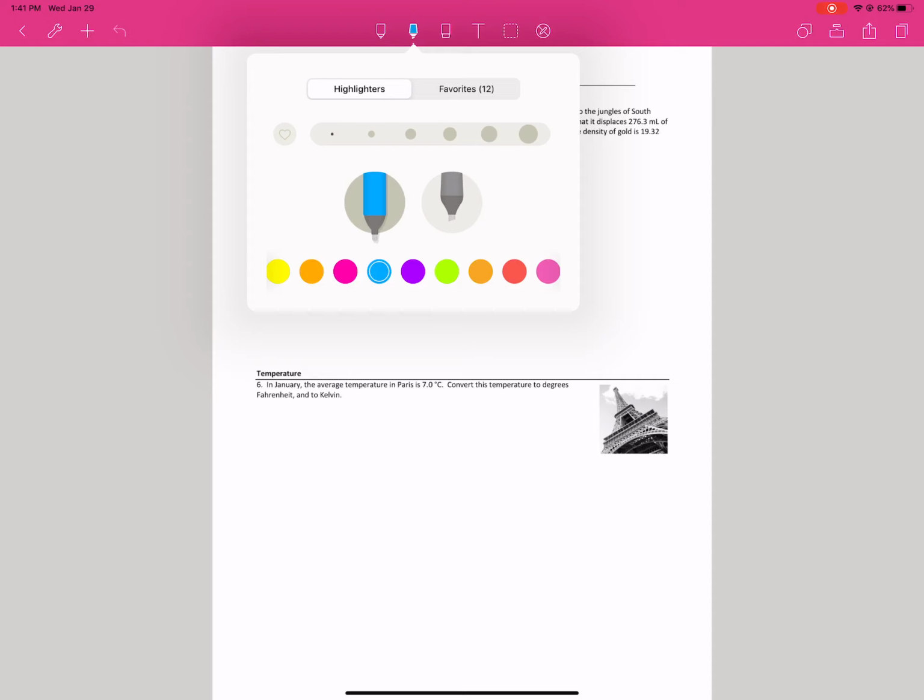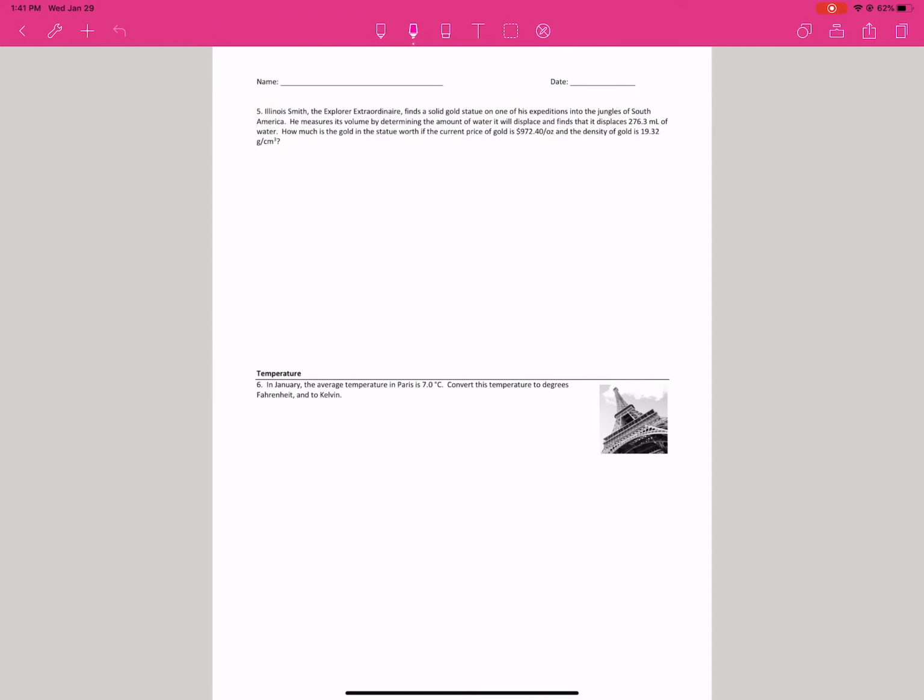So actually, if you read carefully, this is the volume of the statue. So I have the information on the volume of the statue. Okay? So we're going to write it down. The volume of the statue is 276.3 milliliters.